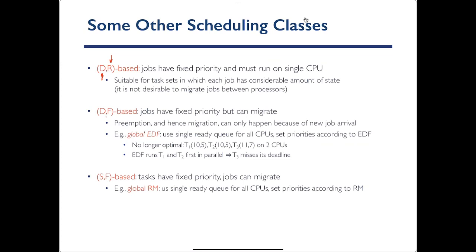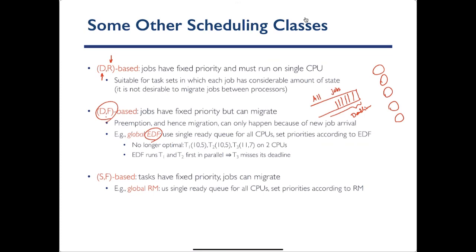You can look at DF for another example. So with this one, let's assume that you have a global EDF scheduler. So let's say all your jobs go to the same queue. So this is the same queue for all jobs. And then you have your CPUs. Now you can sort your jobs based on their deadline.